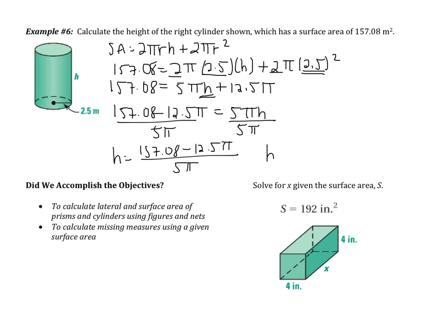Now this is an ugly answer for sure, so I want you to plug it in your calculator. You have to be very, very careful and make sure that both your numerator and denominator are in parentheses. If they're not, you're going to get the wrong answer. When you do that, you get your height to be about 7.50 meters. And that's it.